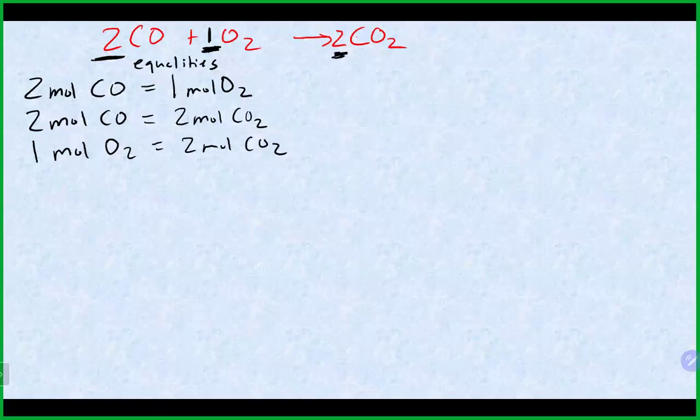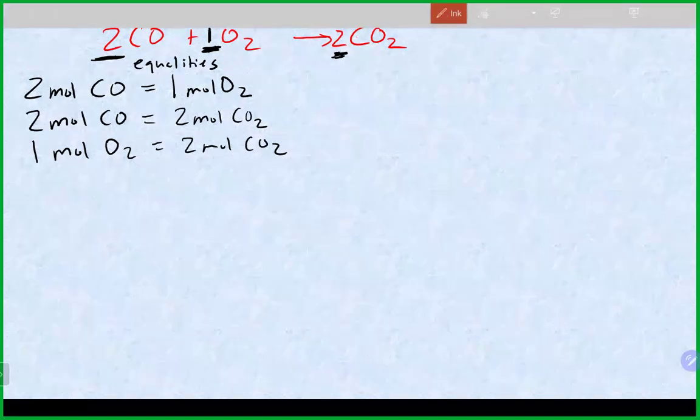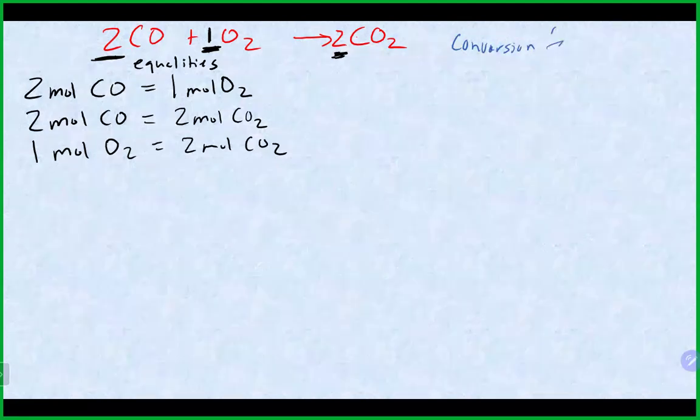Now, because these are equalities, just like we talked about at the very beginning of the semester when we were doing conversions, you could actually write 2 conversion factors for each of these. So for each of these equalities, we could come up with conversion factors that we could use.